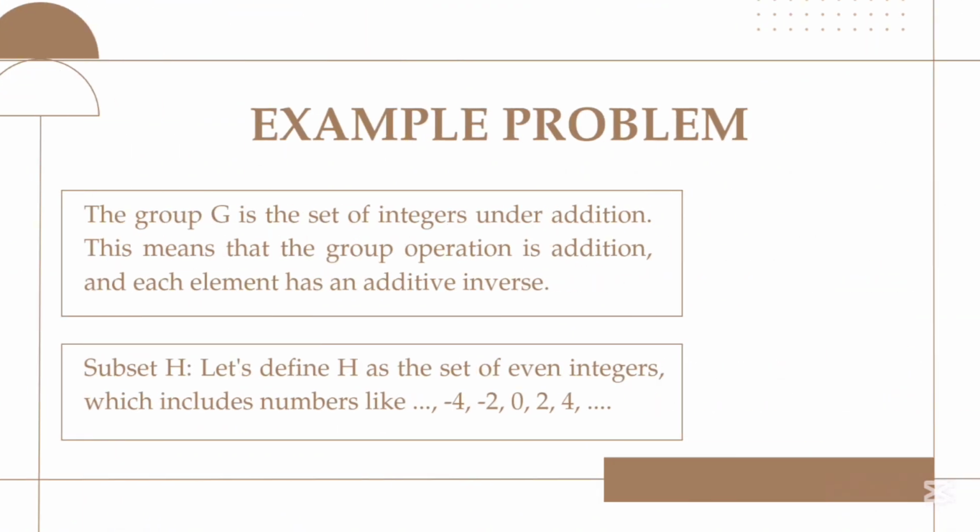Now let's apply the one-step subgroup test with an example. The example given is the group G, the set of integers under addition. This means that the group operation is addition and each element has an additive inverse. Let's define the subset H as the set of even integers, which includes numbers like -4, -2, 0, 2, and 4, and so on. First, we check whether H is non-empty, and second, whether it is closed under the operation with inverses.